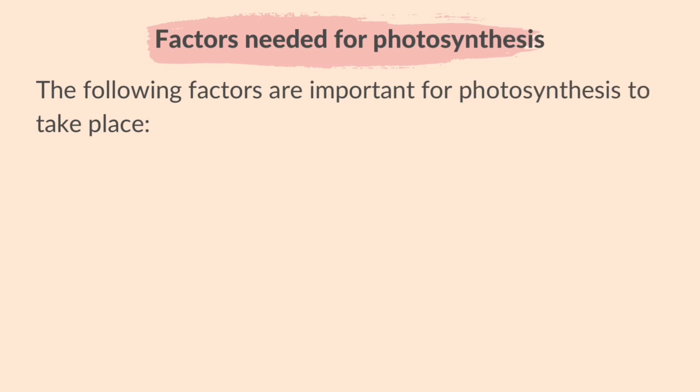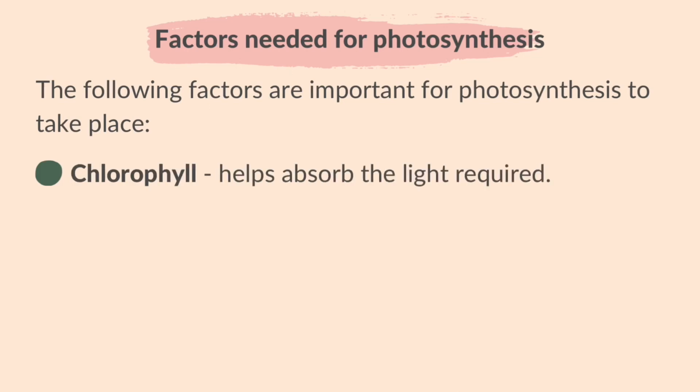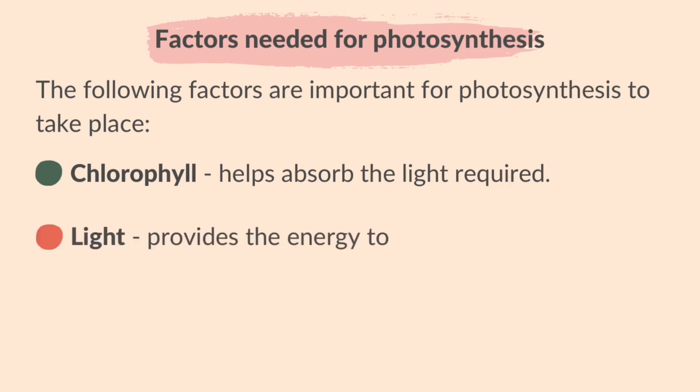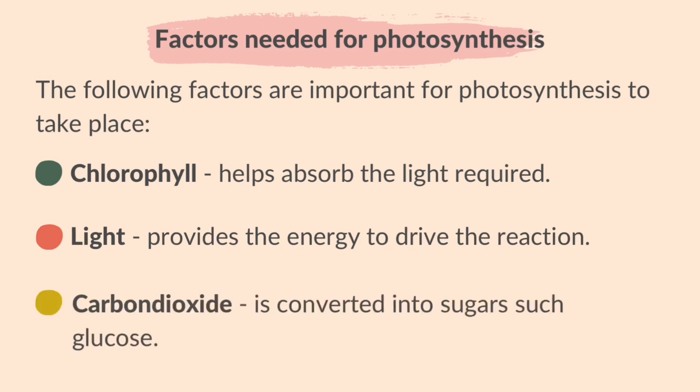The following factors are important for photosynthesis to take place. Chlorophyll is required because it helps absorb the light required. Light is important because it provides the energy to drive the reaction. Carbon dioxide is important because it is converted into the sugars such as the glucose we need.